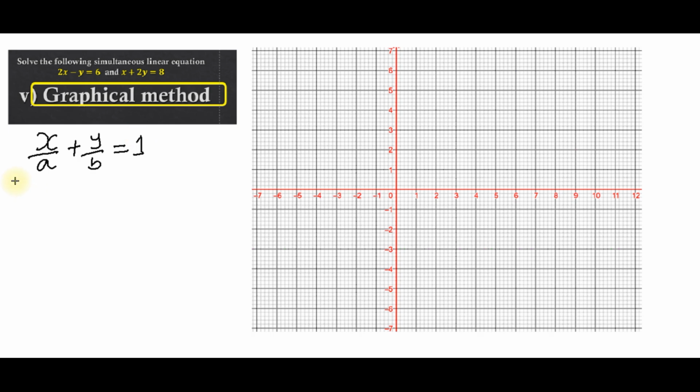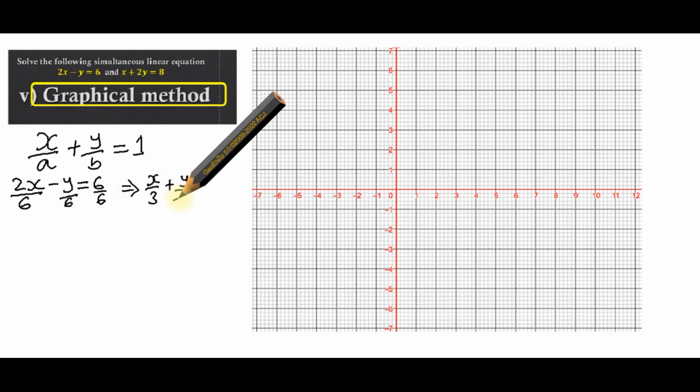So we have the first equation, 2x minus y is equal to 6. We make the right hand side equal to 1, so we divide each term by 6, and therefore we end up getting x over 3 plus y over minus 6 is equal to 1. So that is the first equation in this form.